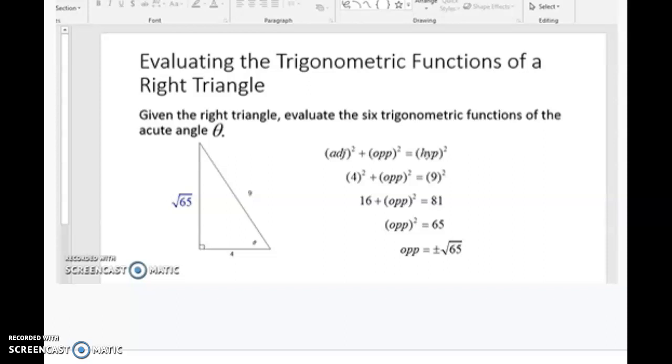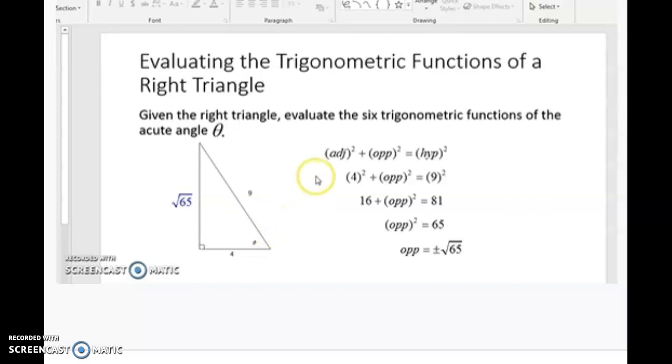An example: evaluate the trigonometric functions of a right triangle. Given the right triangle, evaluate the 6 trigonometric functions of the acute angle theta. So in this triangle, we are given the length of 2 sides. Those lengths are given in black. So we have a length of 4, a length of 9, and of course we see angle theta that we are asked to work with.